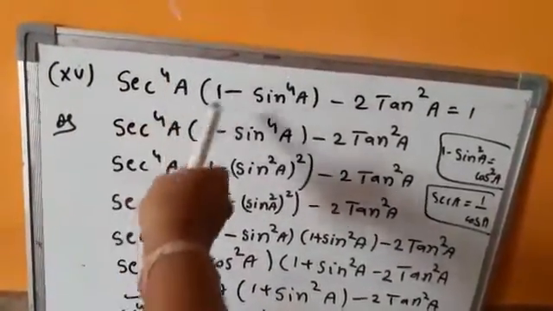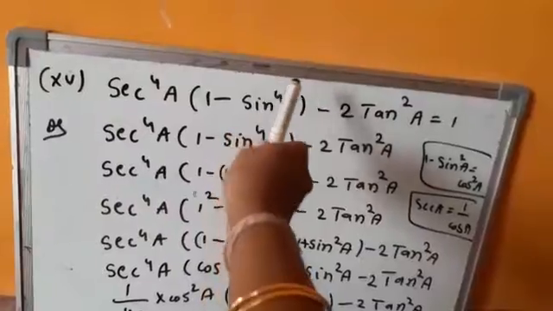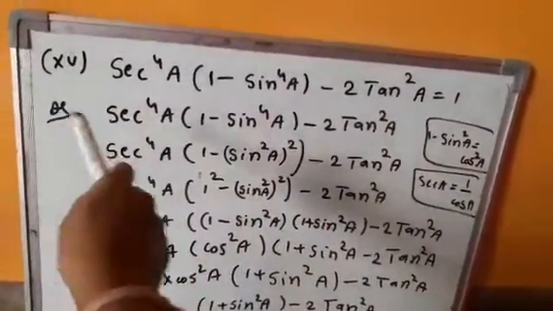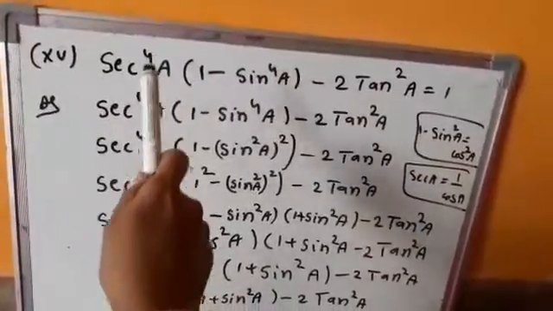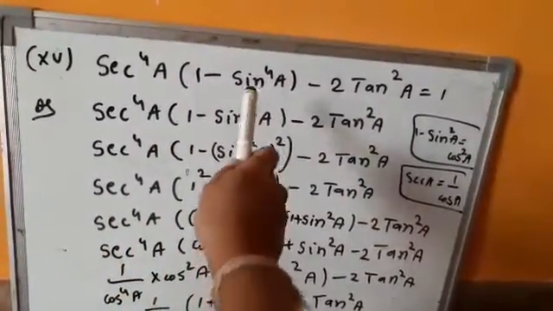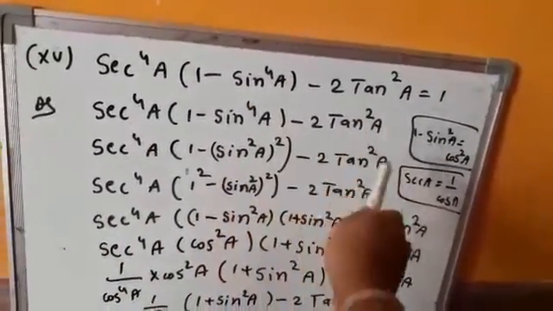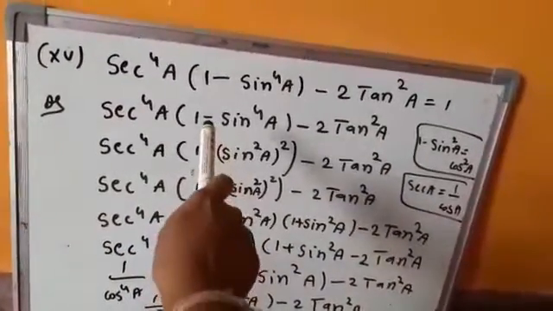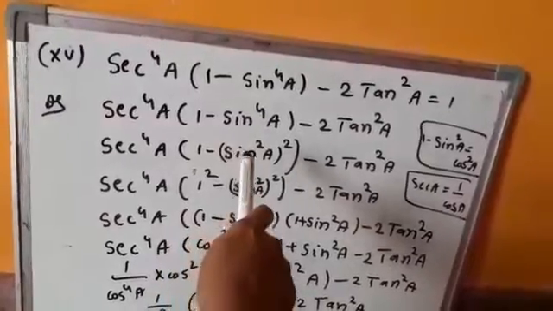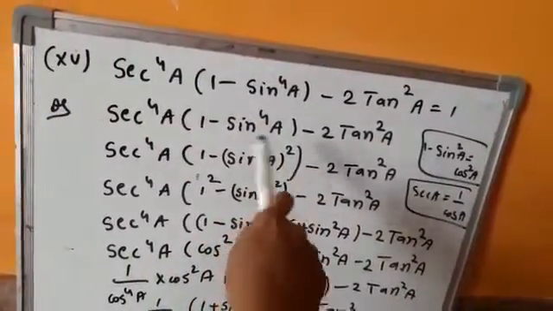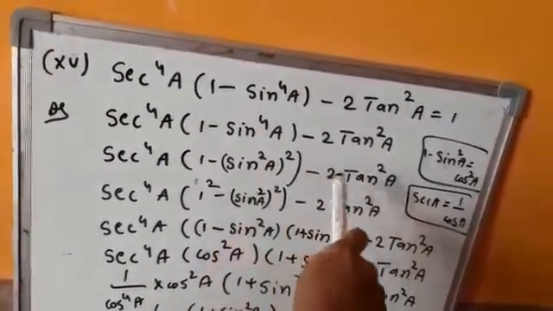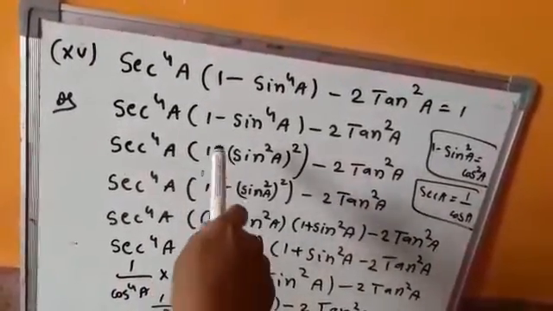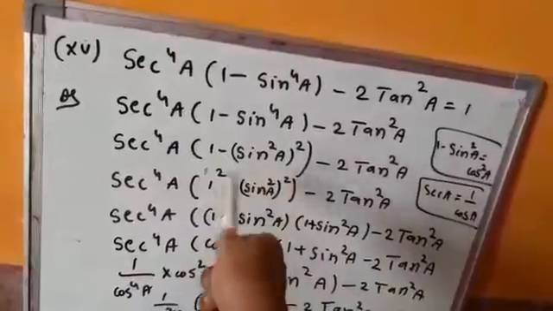Next, the 15th question. Secant to the power of 4a into (1 minus sin to the power of 4a) minus 2 tan square a equals 1. First, we have to take the LHS part. Secant to the power of 4a into (1 minus sin to the power of 4a) minus 2 tan square a. See here, secant to the power of 4a into, we should convert here 1 minus sin to the power 4, we can write as (sin square a) whole square, minus 2 tan square a. Next, secant to the power of 4a into, 1 we should write as 1 square also, 1 is also the same.